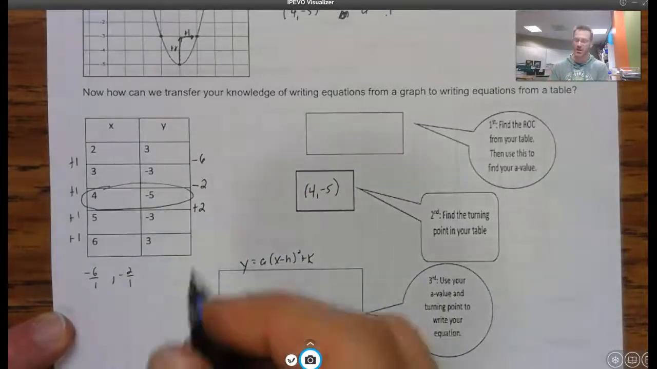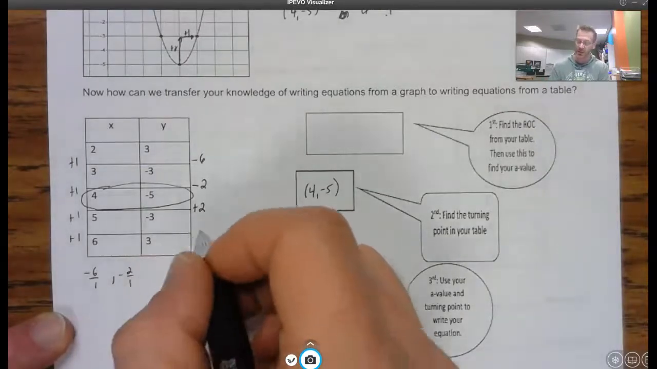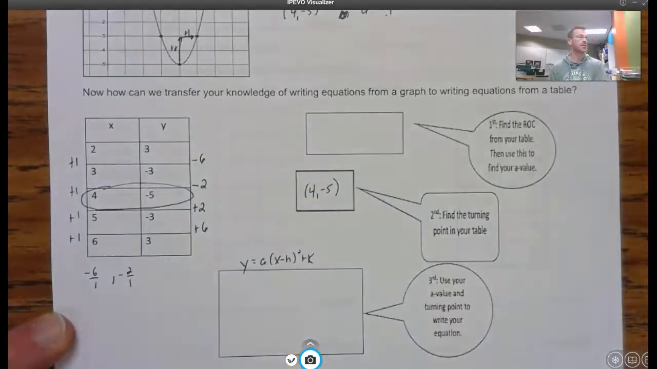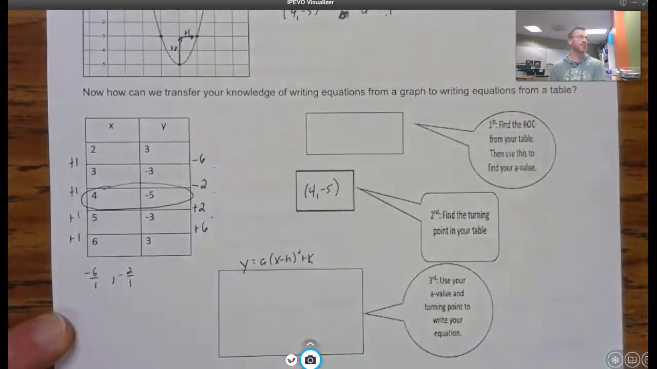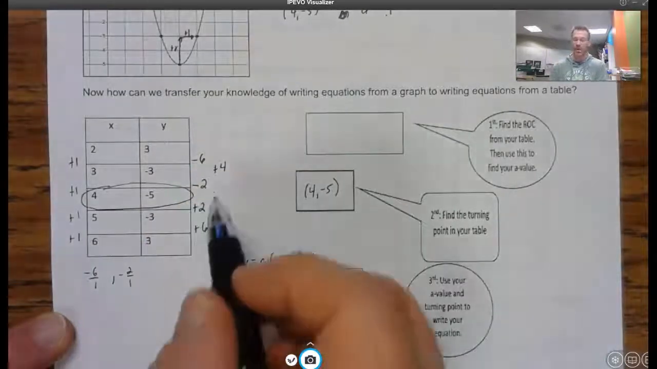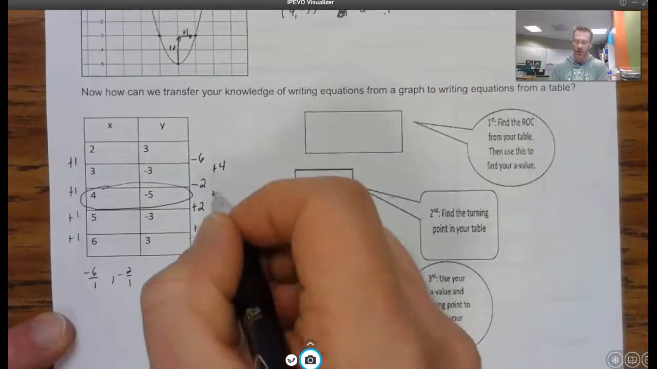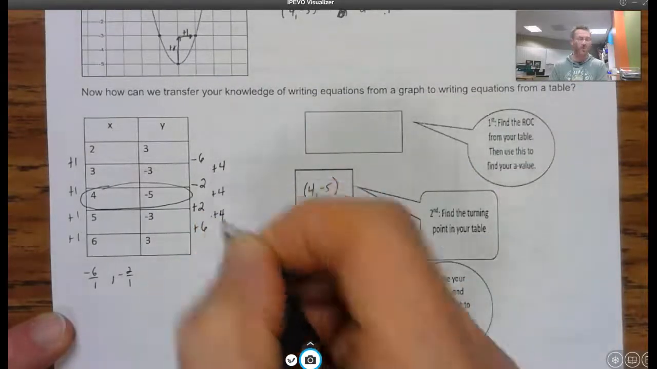We should get a change in our change of direction, in our rate of change. And then -3 to 3 is an increase of 6. All right, so now let's look at the pattern. From what we've done before, we should see that we have a pattern in these changes on the right-hand side. So when I go from -6 to -2, I go up 4. When I go from -2 to 2, I go up 4. When I go from 2 to 6, I go up 4.